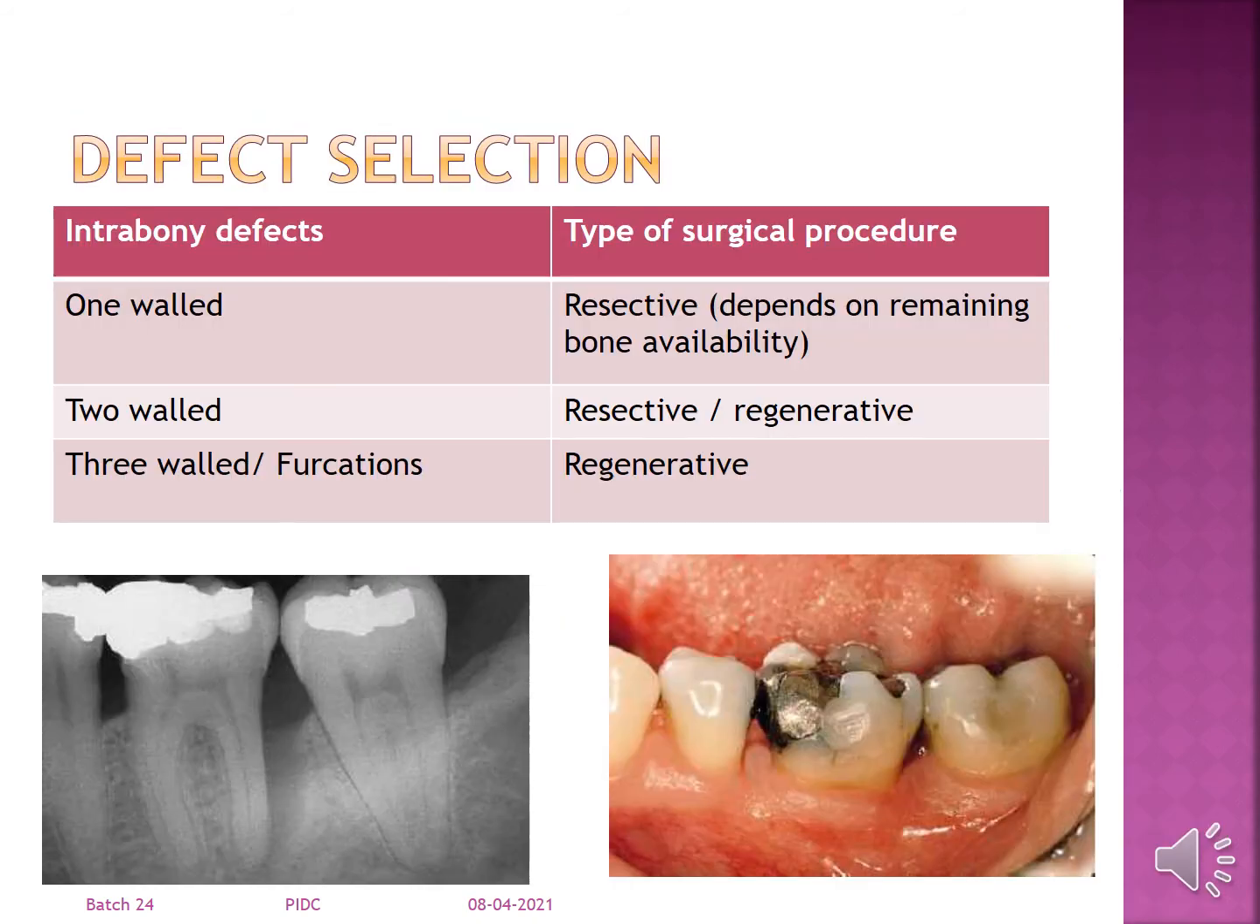So again, defect selection. Supposing it is a one wall defect, as seen in the last class, generally go for resective surgery depending on the remaining bone availability. If it is a two wall defect, go for resective or regenerative surgery depending on the bone availability. If it is a three wall or a furcation defect, definitely go for regenerative therapy with the bone graft materials, as we have discussed before.